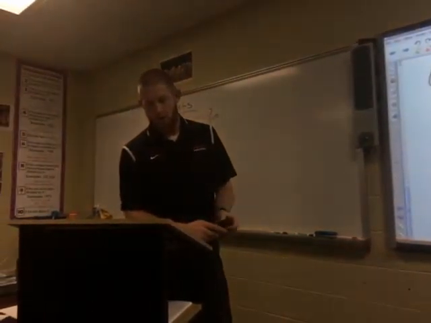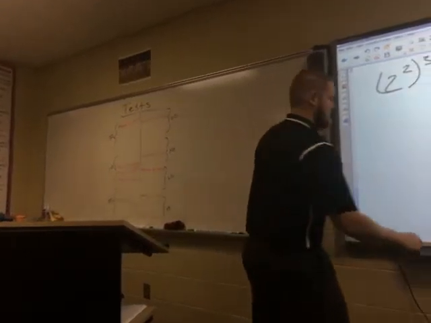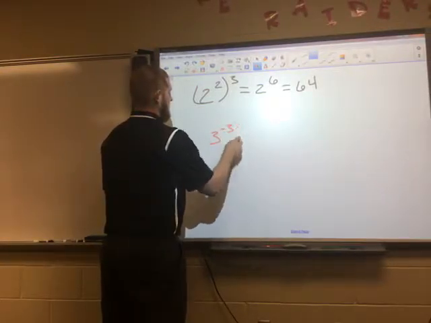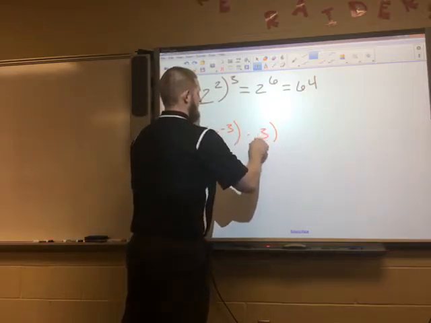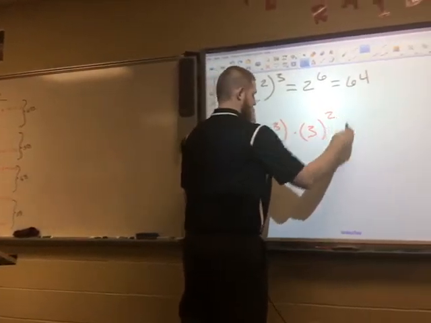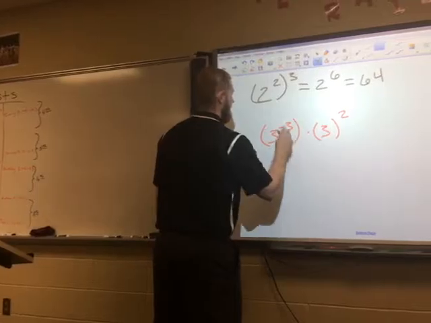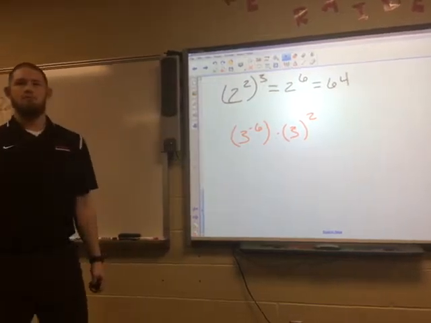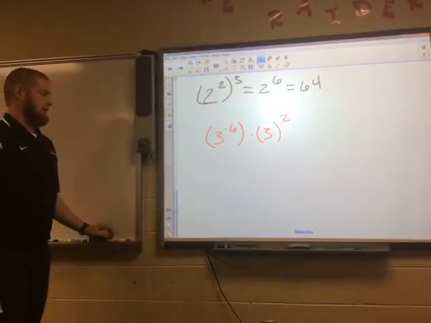Now, one that is going to get a little bit confusing is if you have this. They'll give you 3 to the negative third times 3 squared. I'll make sure I do one kind of like what they have. Let's actually change this to negative 6. So here I have 3 to the negative 6 times 3 to the second.